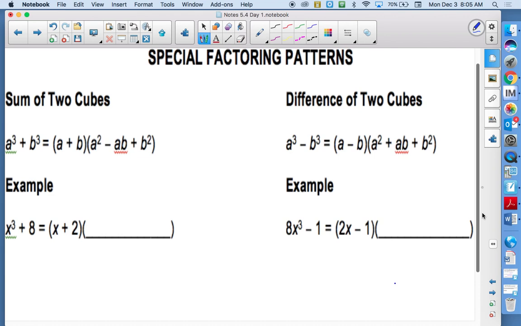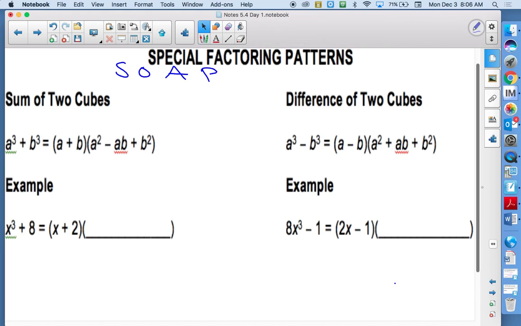So the sum of 2 cubes, in math we refer to it as the soap formula. So think of your favorite brand of soap. Maybe Dove, because it's gentle on your skin. Irish Spring, Dove, Dial, what kind of soap do you use? I use body wash. I don't really use soap. But think of some kind of soap that you use.